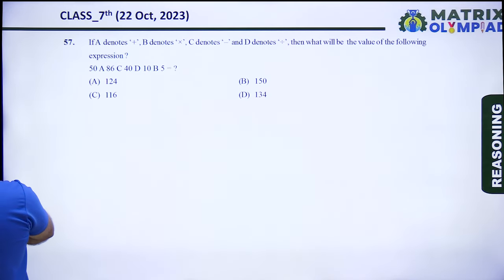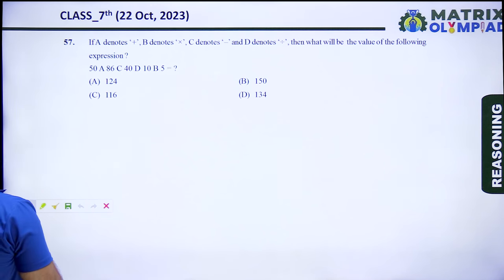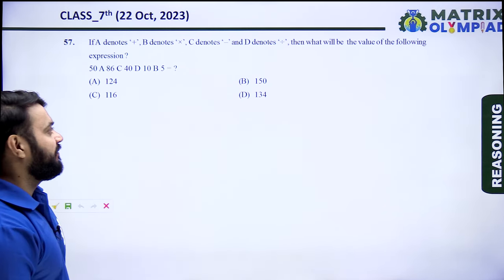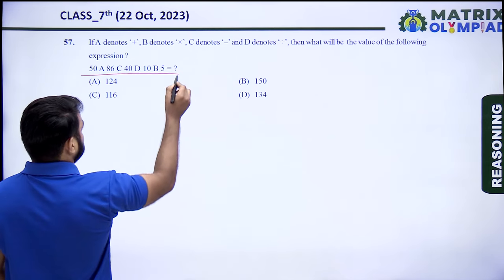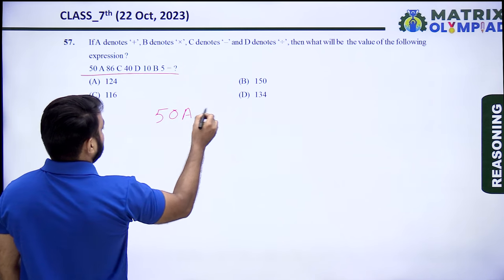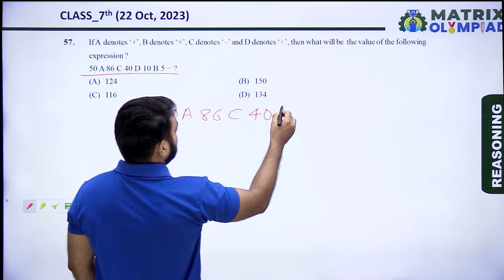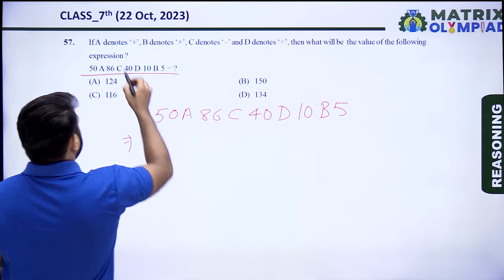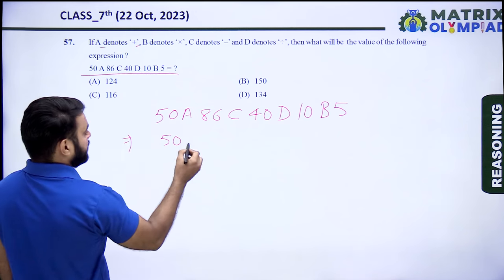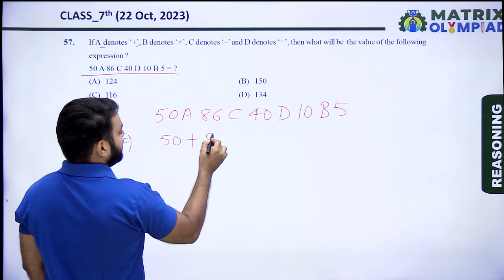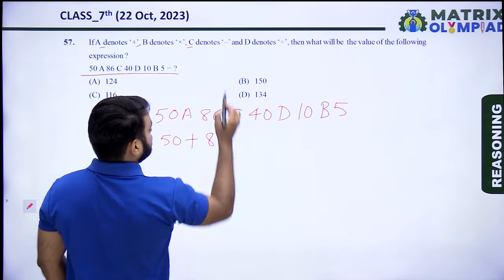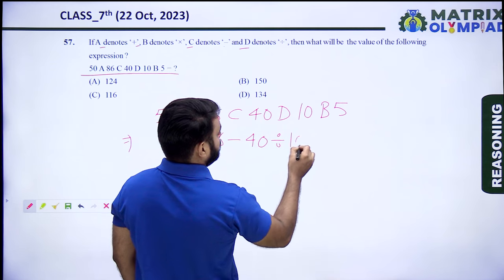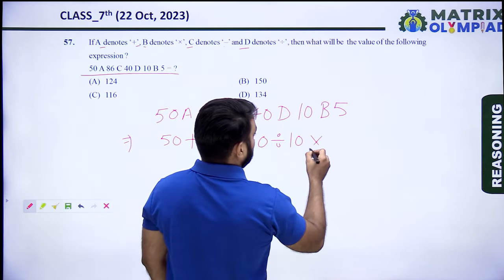So next question is question number 57. If A denotes plus, B denotes multiply, C denotes minus, D denotes divide, then what will be the value of the following expression? So find the value of the given expression. The expression is 50 A 86 C 40 D 10 B 5. So A means plus, so 50 plus 86. What is the meaning of C? C means minus. So 86 minus 40 D. The meaning of D is divide, 10 B. B means multiply, multiply by 5.